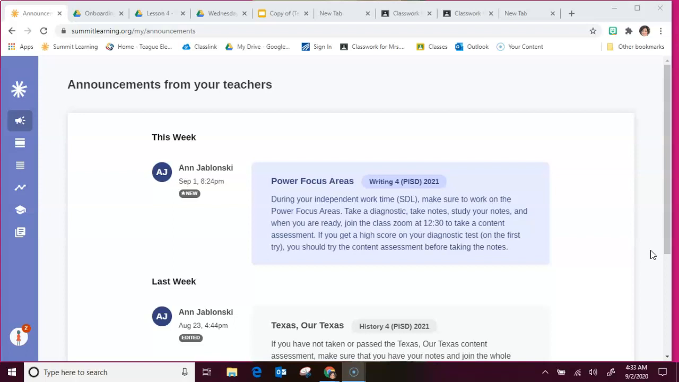In this part, we're going to be looking at the Summit Learning Platform and looking at our power focus areas, and looking again at a couple of the note takers.